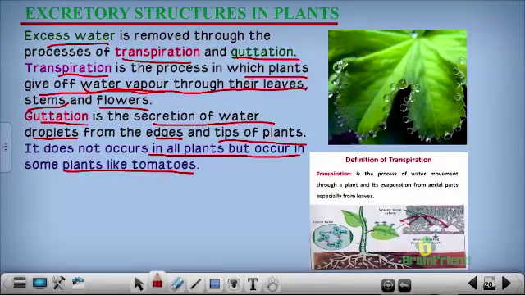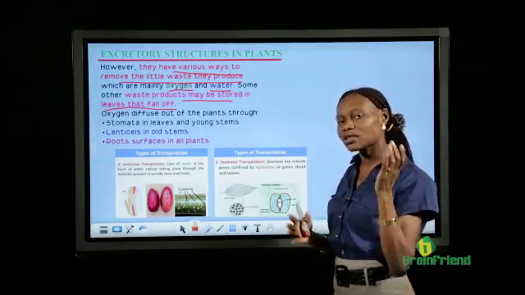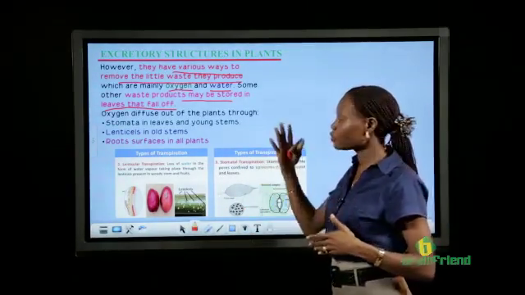We can see that there are droplets of water. This describes guttation. While in transpiration, we do not readily see the water vapor that leaves the leaves of plants. There are various ways through which plants remove waste from themselves. Other wastes include oxygen and water. Some other wastes may be stored in some parts of the body, like the leaves. Gradually, those leaves will fall off. That's another way the plant rids itself of waste.